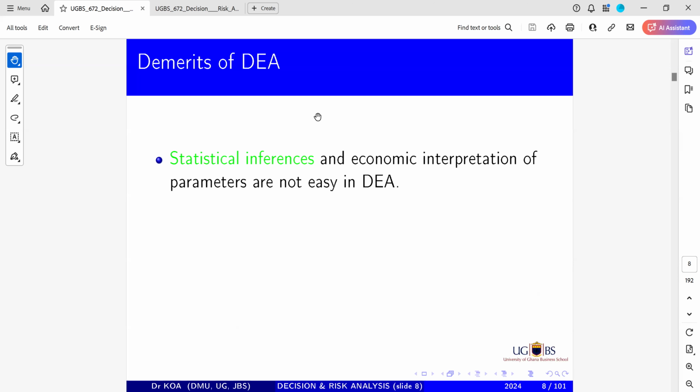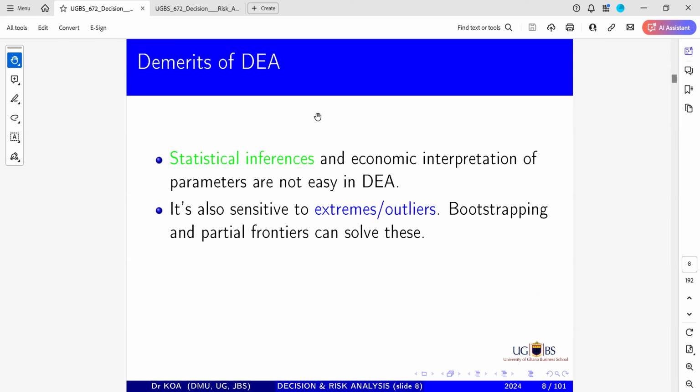Still on the statistical inferences, we know that economic interpretations are very useful. And because DEA doesn't give us proper estimates, it makes it difficult to interpret economically. Managerially good, but economically difficult, because economists love to know the impact of something on something. And it's not easy to make statistical inferences. I've already spoken about the fact that the method itself is sensitive to extreme values, outliers.